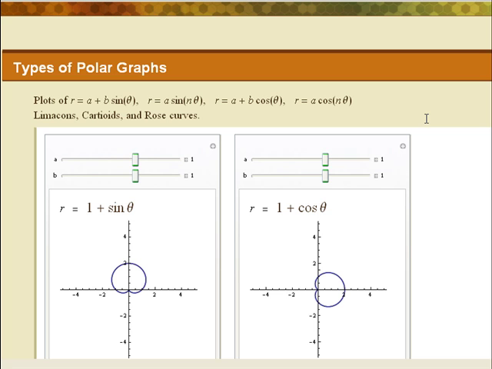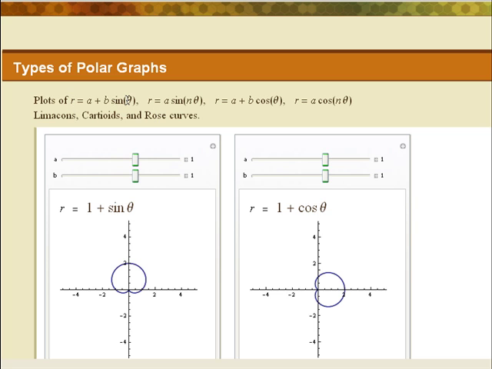Most of these are going to be of one type, and a few names here: limaçons, cardioids, and rose curves. Each of these has a name. You don't necessarily have to know which name goes with which curve, but we will throw some of those names out there as well. All of these plots are going to be of these types of equations.